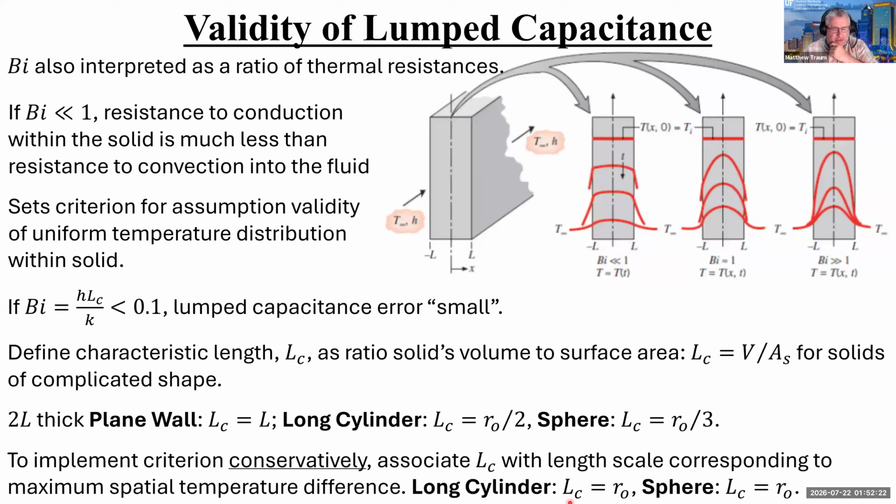So I use L sub C equals R, both for cylinder and a sphere, because that'll give you a higher Bi number. And if you're still less than 0.1 for the higher Bi number associated with these conditions for L sub C, then you're basically assured that the Bi number is going to be less than 1, even under the less rigorous conditions. So that's what I would recommend. Just always use these. Don't worry about these.